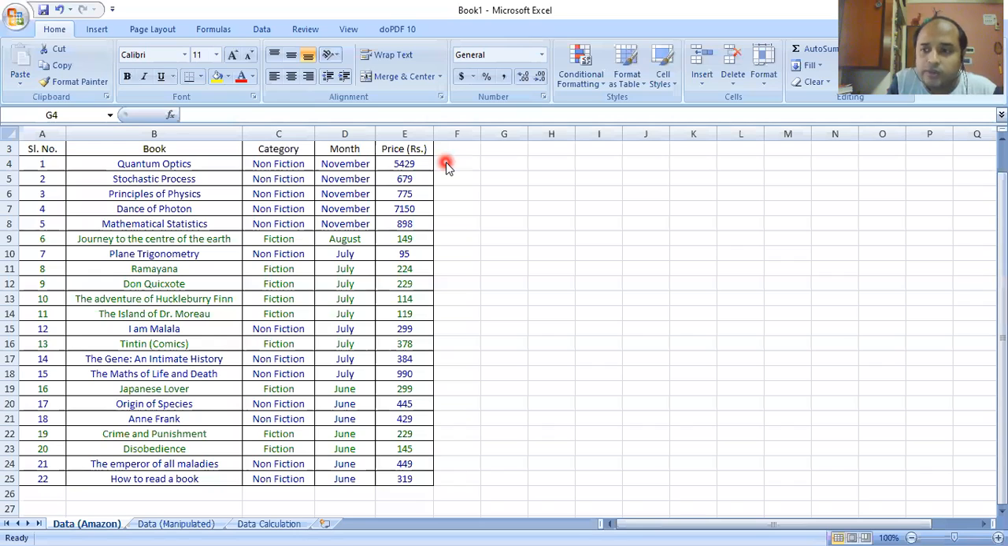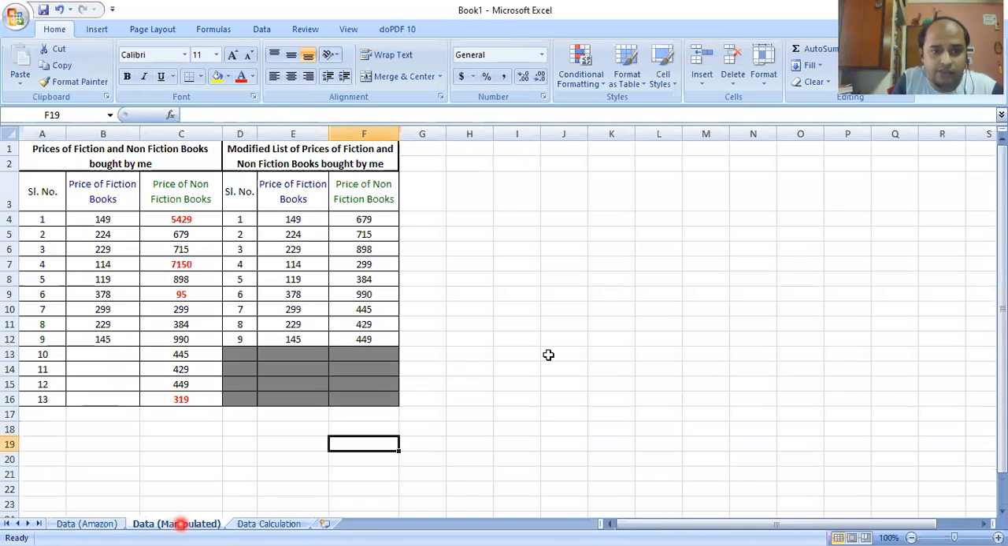What do we want to study? This price list is from Amazon. The data has been collected from Amazon. So I want to study whether the prices of the non-fiction books and fiction books are connected to one another or not. So in the next slide, I have categorized the two things.